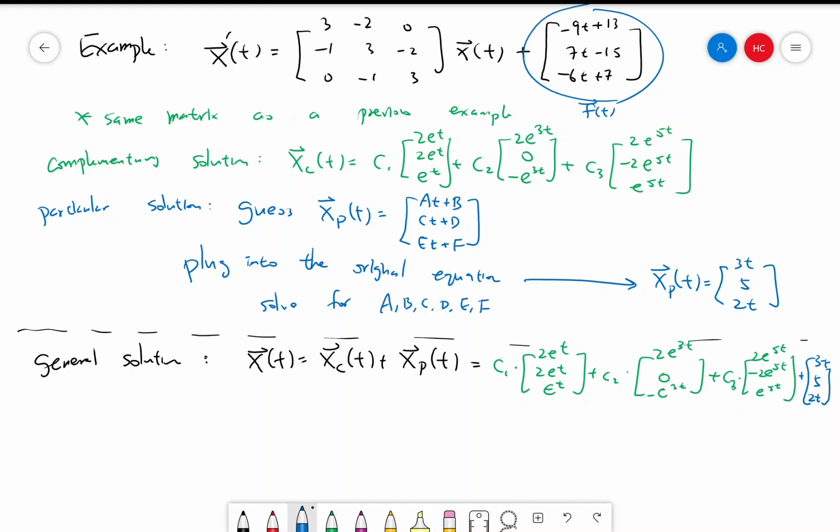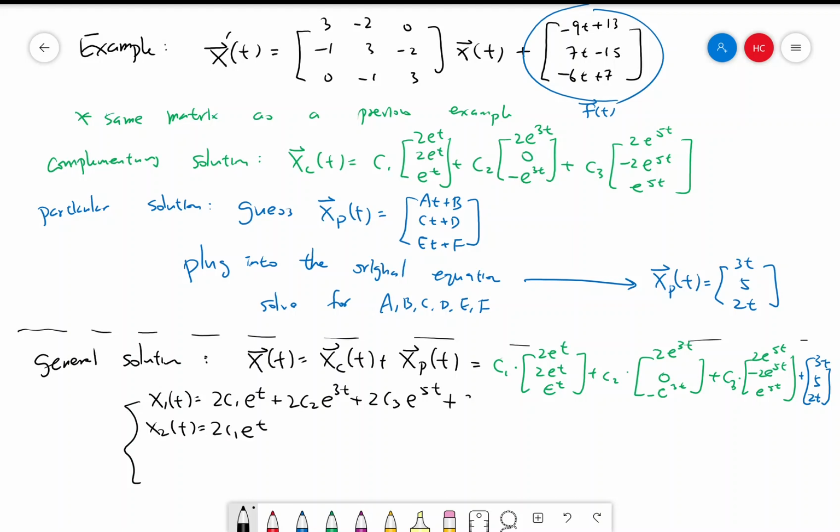If you want to write it in terms of functions, then the solution looks like the first entry is the sum of all the first entries. So it's 2c1 e to the t plus 2c2 e to the 3t plus 2c3 e to the 5t. And next is 2c1 e to the t, nothing for c2. Oh, I forgot a 3t here.